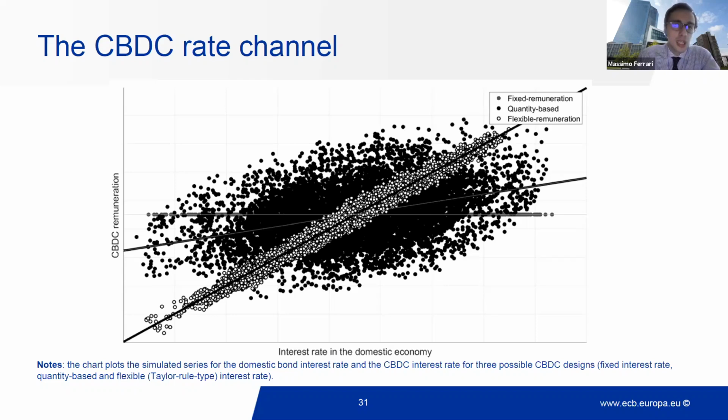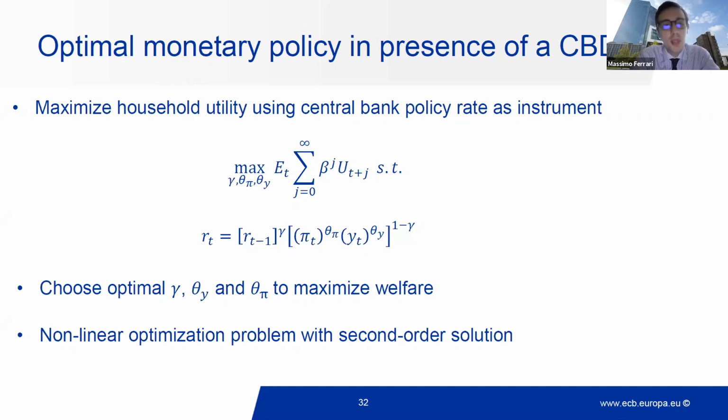Now let me turn to the last exercise. That is the optimal policy exercise that you can easily implement in such a model. Essentially, the central bank in each country wants to maximize household welfare, the discounted sum of utility, using the parameters of this policy rule, which are the persistence of the interest rate, the reaction to inflation, and output.